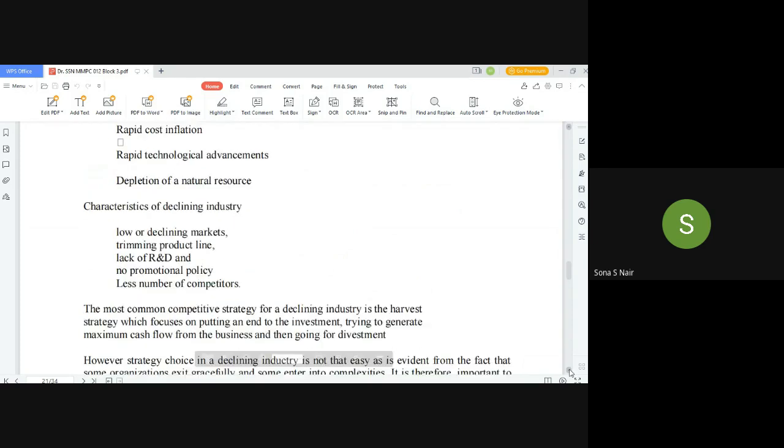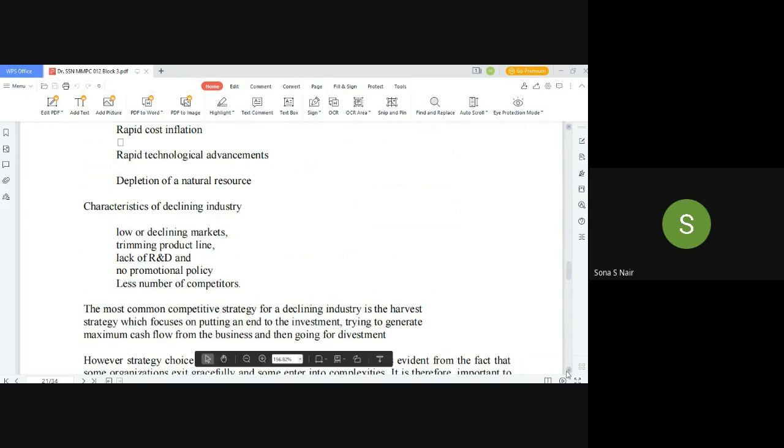And what are the characteristics of a declining industry? Low or declining markets, product line going down, in the sense that fewer products are available and being produced, lack of R&D, no promotional policy, and also the number of competitors is becoming less. So in any industry, if these characteristics are there, the industry is a declining industry.